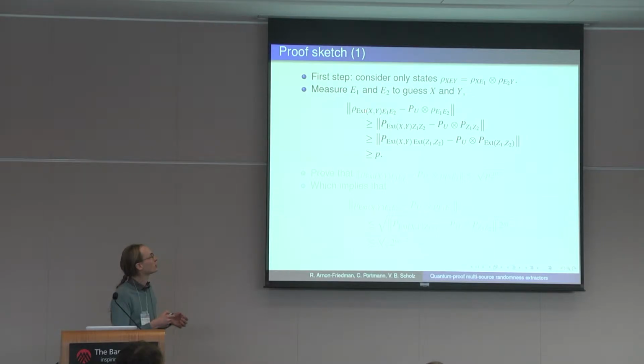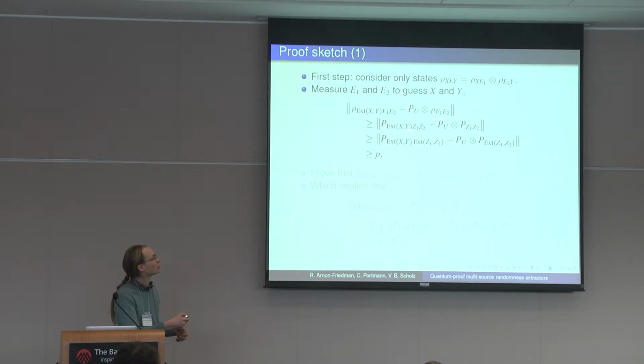So we measure E1 trying to guess X, which gives us the outcome Z1. And we measure E2 trying to guess Y, and we get the outcome Z2. We basically apply this measurement, so it's a CPTP map if you want, so we can only decrease the trace distance.